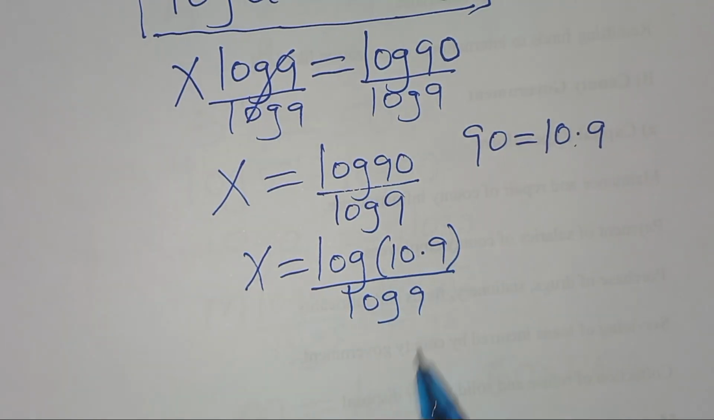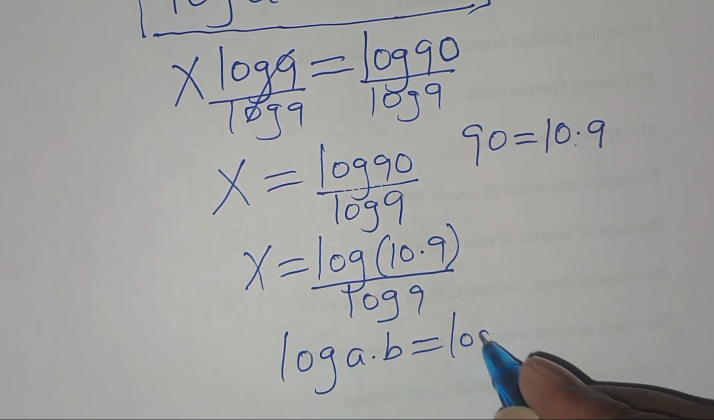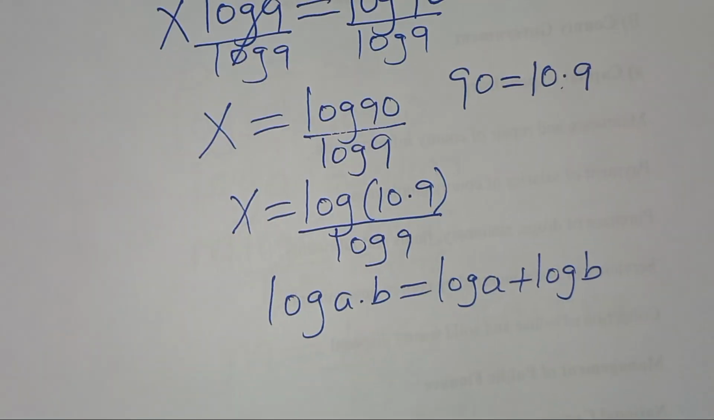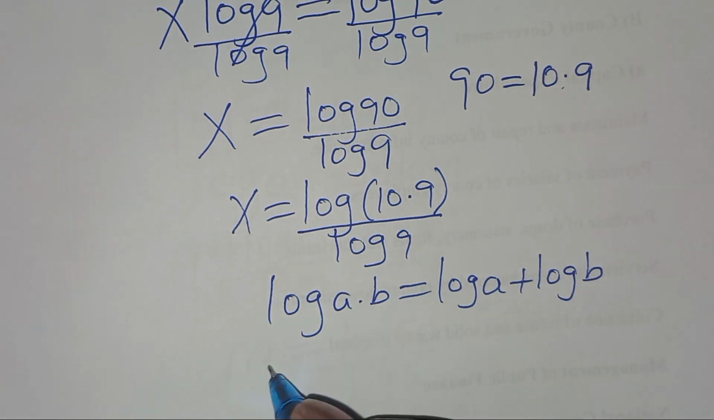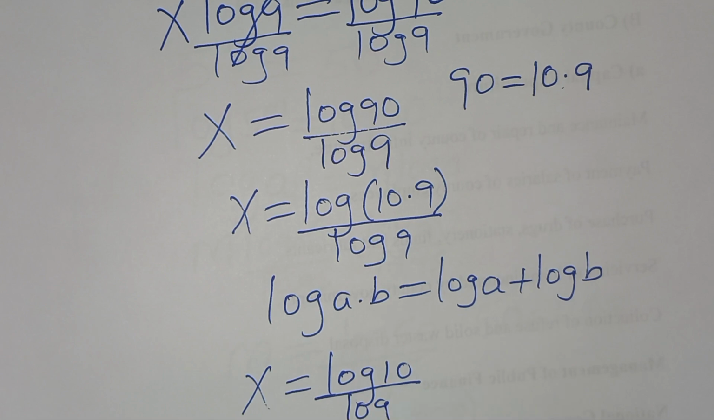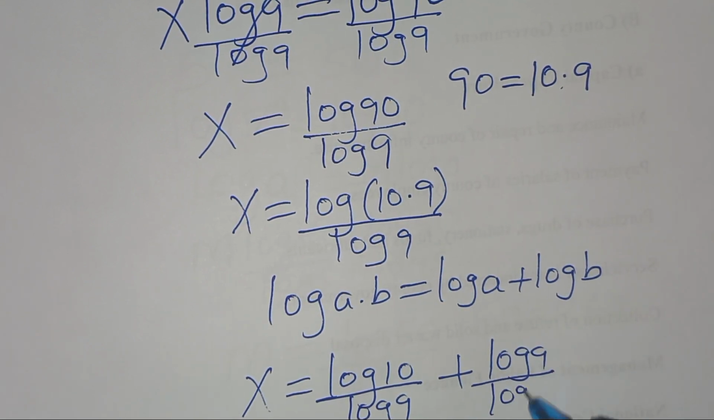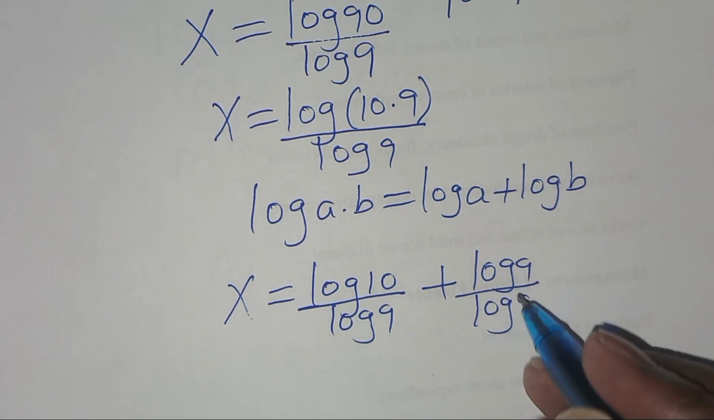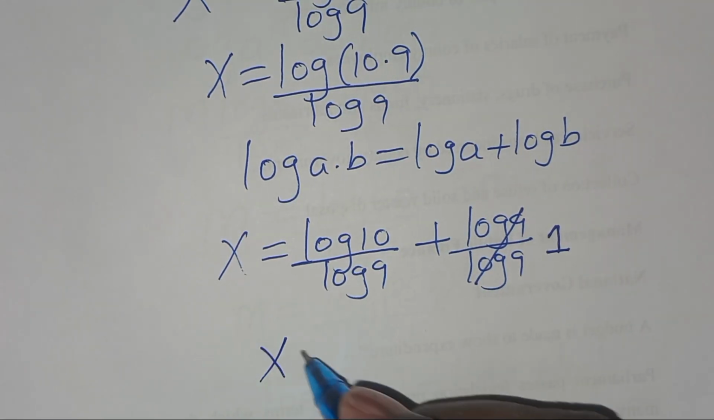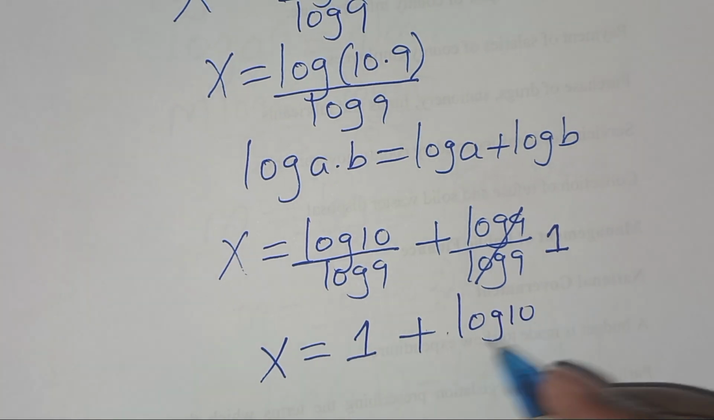So log 10 times 9 is in the form of log a times b, which we can express as log a plus log b. So applying this logarithm property, x will be equal to log 10 divided by log 9 plus log 9 divided by log 9. So log 9 and log 9 simplify, so this is the same thing as 1. So that now we have 1 plus log 10 divided by log 9.